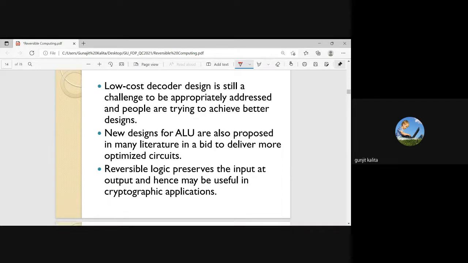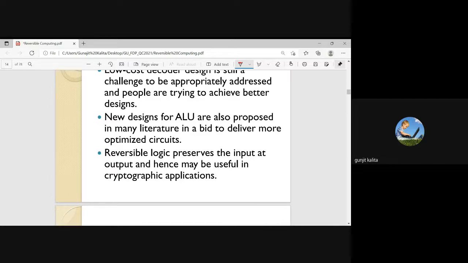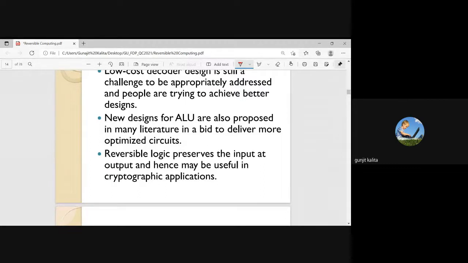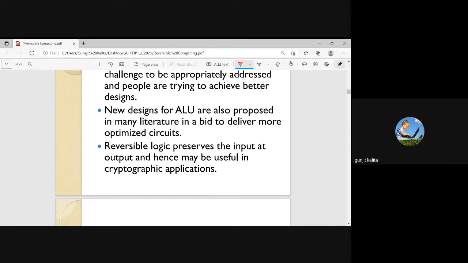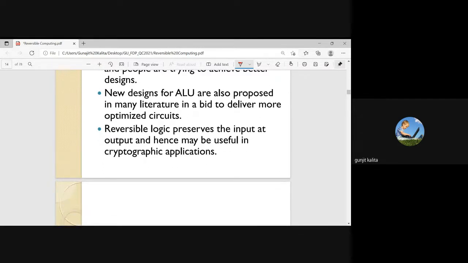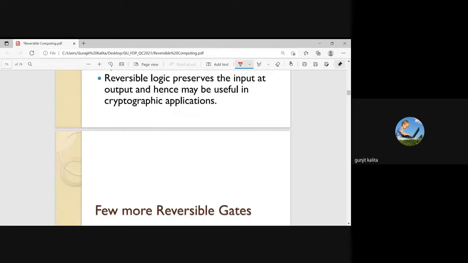Next, if you want to design an arithmetic and logic unit based on reversible logic, then also we require an optimized circuit. We require a cost efficient circuit. That's why we need to study it and explore this. Again, since reversible logic preserves input and output, it will be beneficial for cryptographic applications. That is one aspect. For signal processing as well, it will be beneficial, so we don't want to lose information.